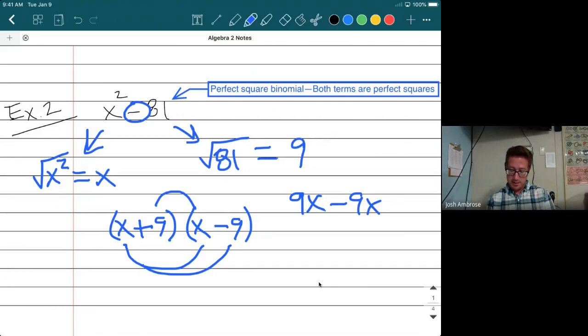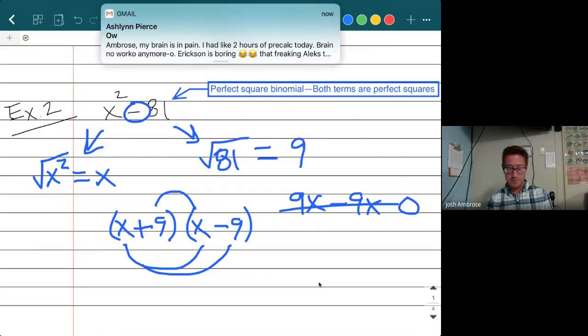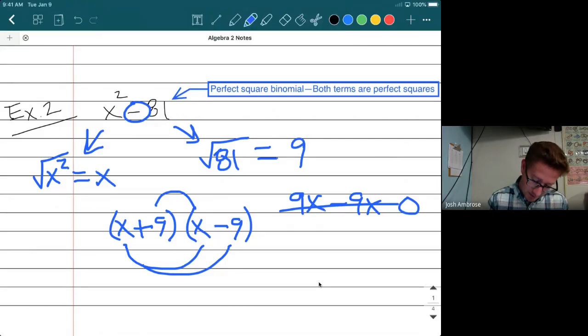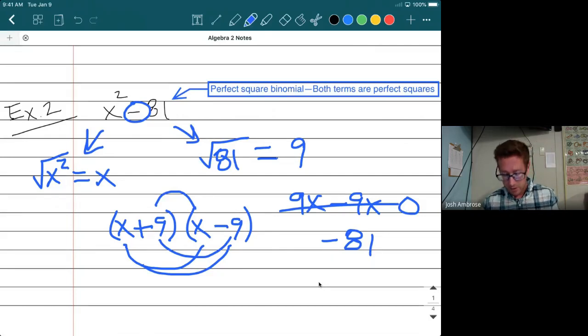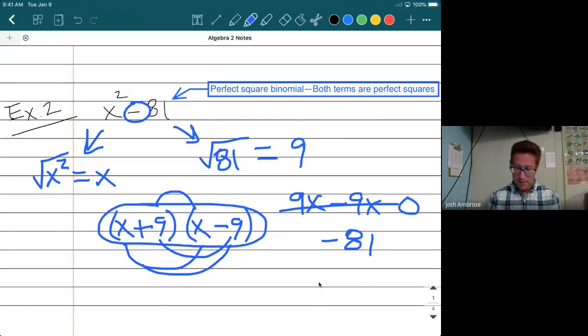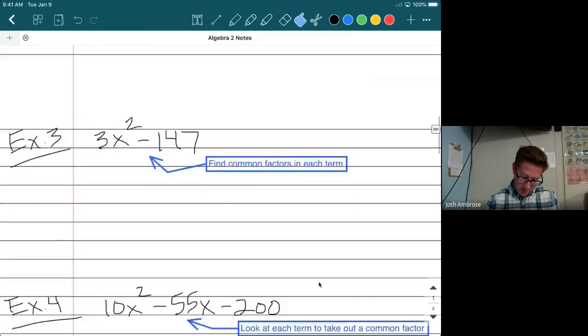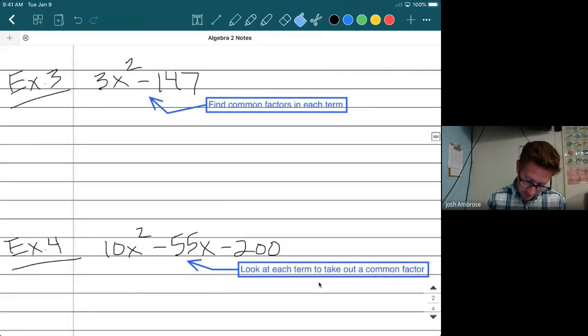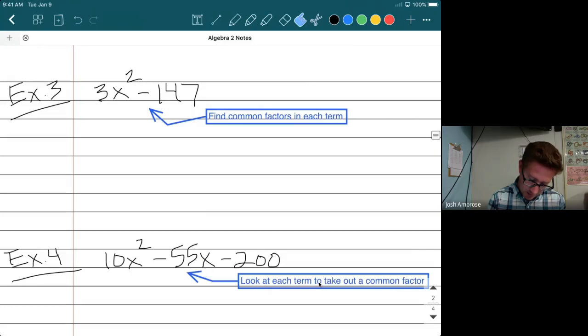Now, why do we want that? 9x minus 9x is 0. We want that because do you see a 9x in the original problem? No, you don't. All right, so there's that. But the last step here, what is 9 times negative 9? That would be a negative 81. And we do see that in the original problem. All right, so all of that being said, your actual answer is this part right here, x plus 9, x minus 9. All right. Let's move into example 3. I believe we only have 4 examples, so 2 more to go, guys.